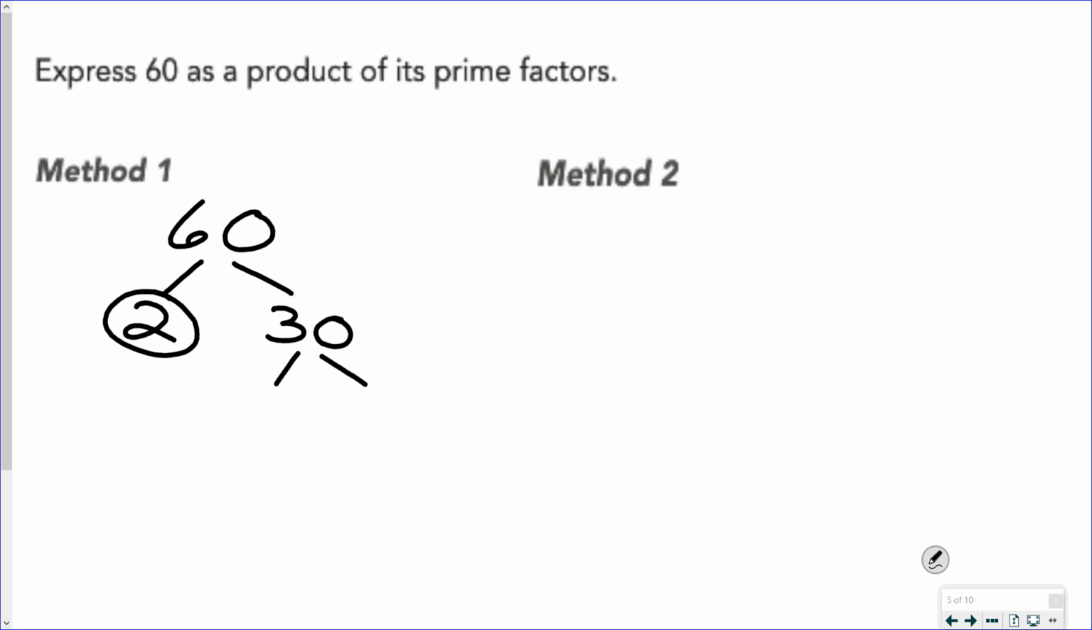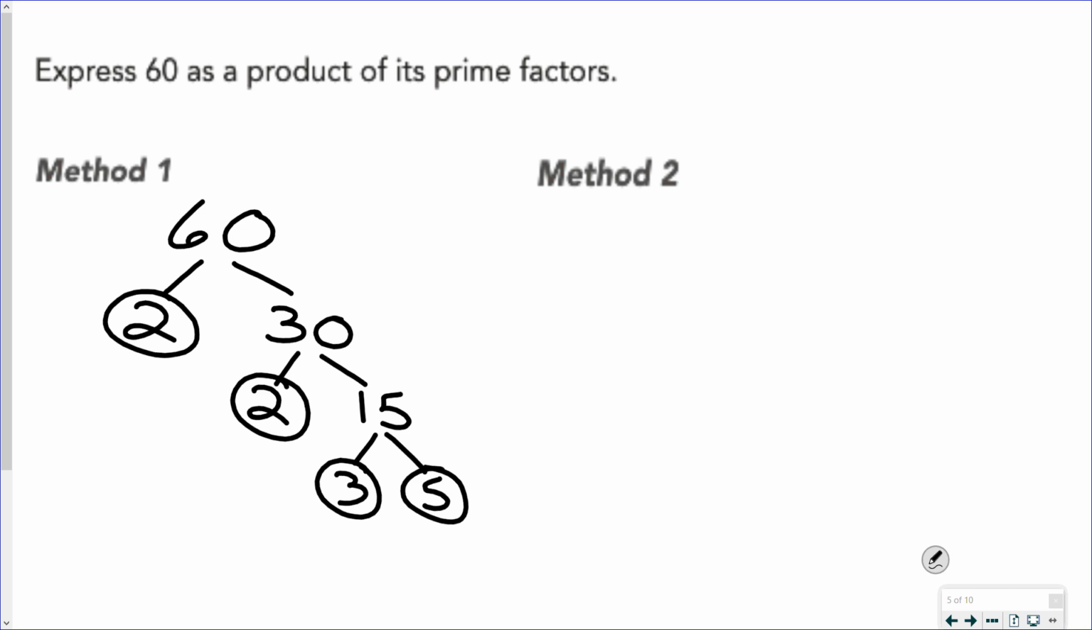30 is also an even number, so I know 2 can be multiplied by something to get 30, and that would be 2 times 15. We've already established that 2 is a prime number, so I'm going to circle that because I can't branch off that anymore. But 15 is not a prime number. Now I cannot multiply any whole number by 2 to get 15. So I go up to my next prime number, which is 3, and I know that 3 times 5 is 15. And both 3 and 5 are prime numbers, so I am done there.